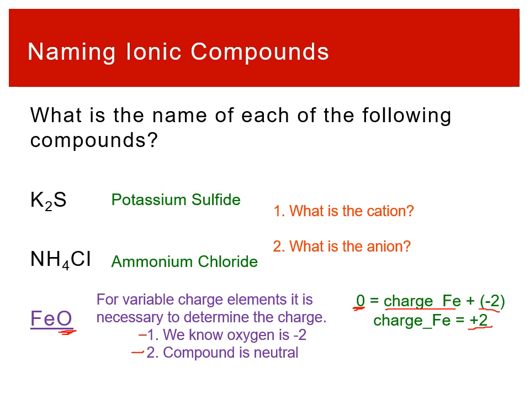If you had more than one of an atom, you could use coefficients, right? You'd have 2 irons or something like that. But in this case, the charge on the iron is going to be +2, which means we would call this iron(II) oxide. Okay, we know that this compound is iron(II) oxide. We could have, say, iron(III) oxide. That would have a different formula. You could have different formulas for those different size cations.